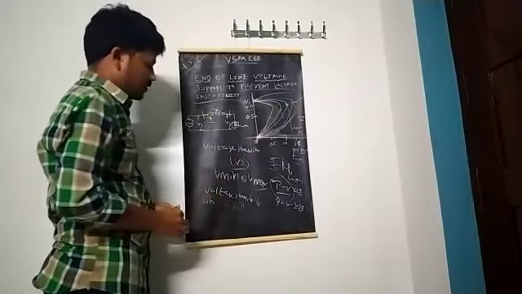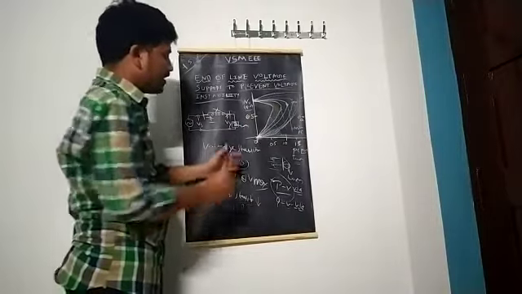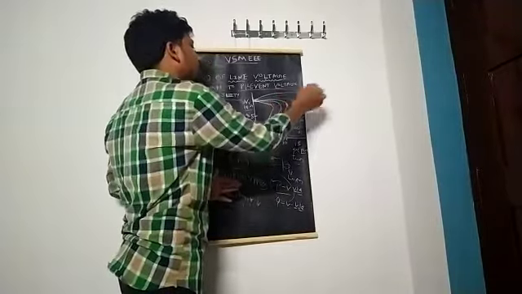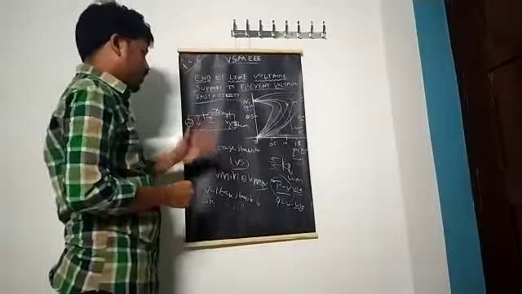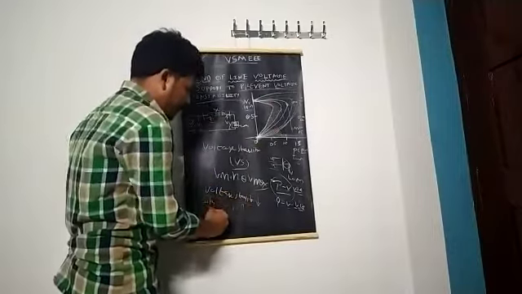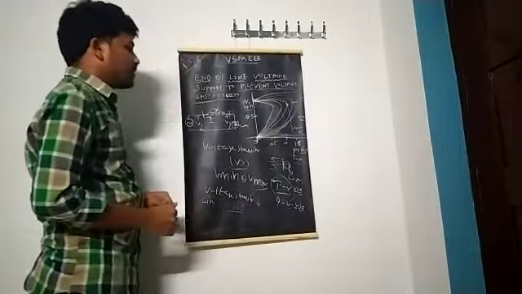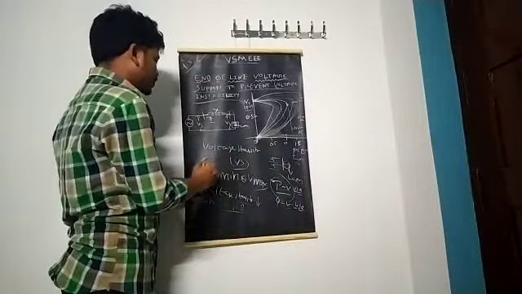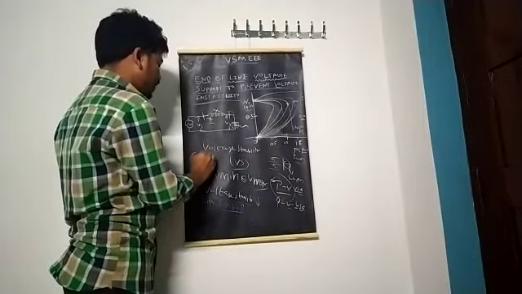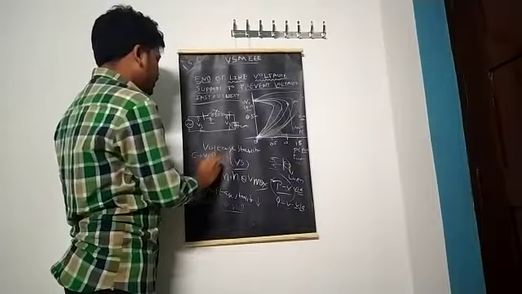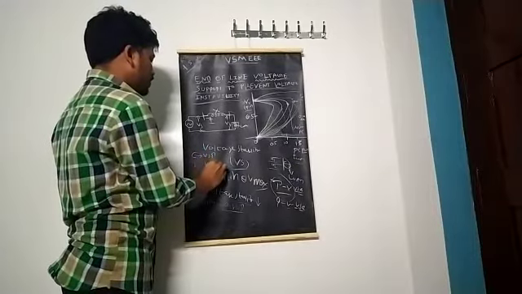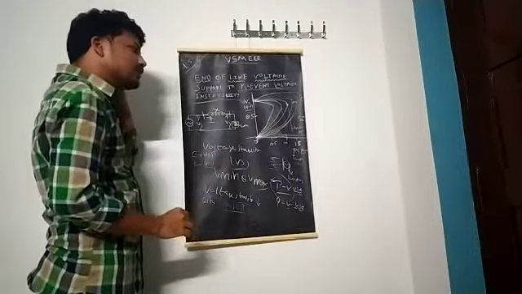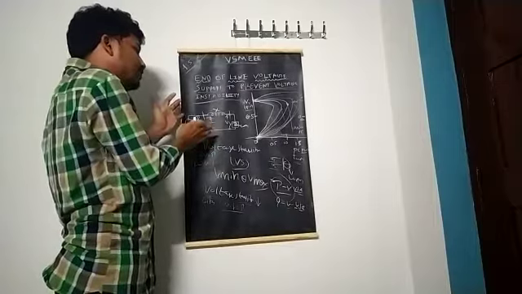Similarly, for leading loads, the voltage stability will increase. From this curve, we can observe that voltage stability decreases with lagging loads, and voltage stability increases with leading loads. For the sake of simplicity: for capacitive loads, voltage stability increases; for inductive loads, voltage stability decreases. This is about the case without compensation.